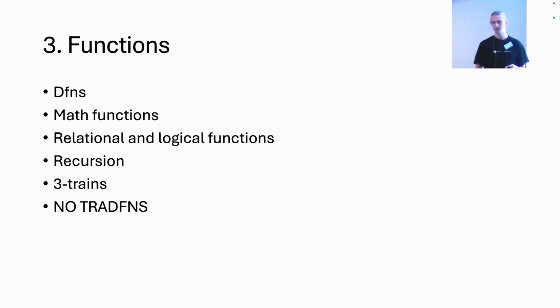Chapter 3 then is functions. So this is all about defuns and math and relational logical functions. We introduced the whole big set of all the different APL function glyphs in this chapter, as well as recursion and basic 3 trains. We also made the decision here to move trad funs over to a later chapter, so we're going to introduce trad funs only in chapter 7 when we're working on software development, because installing Dyalog and doing all of the trad fun stuff didn't feel right here, so we decided to leave it for later.